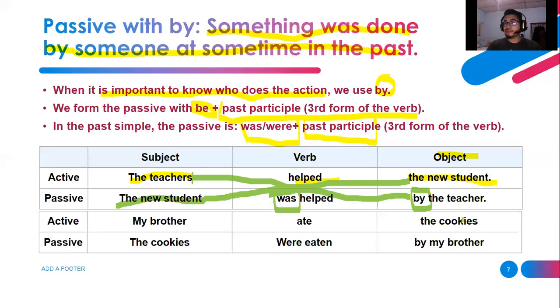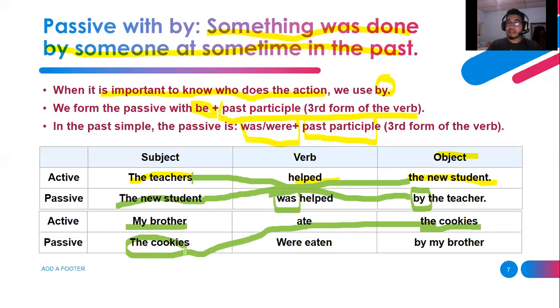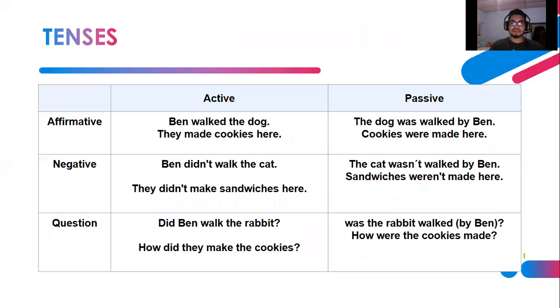My brother ate the cookies. Okay, you have my brother, the subject, ate, the verb, and the cookies, that are the object. As you notice, now the cookies in the other sentence will move over here. So now they will be the subject, and you will see the cookies. You need to add were, that is the past form of the verb are. Eaten, that is the past participle, by my brother. You see, they move the subject to the object position.